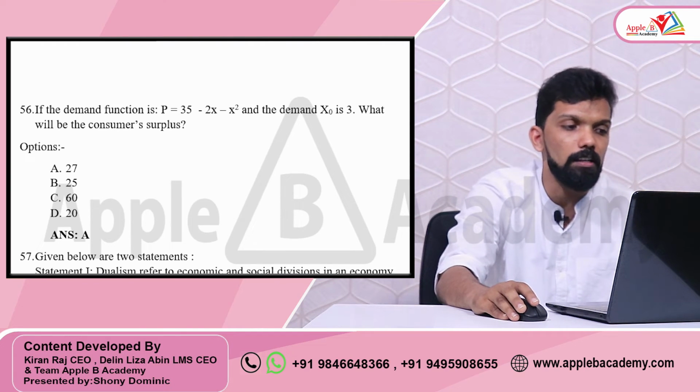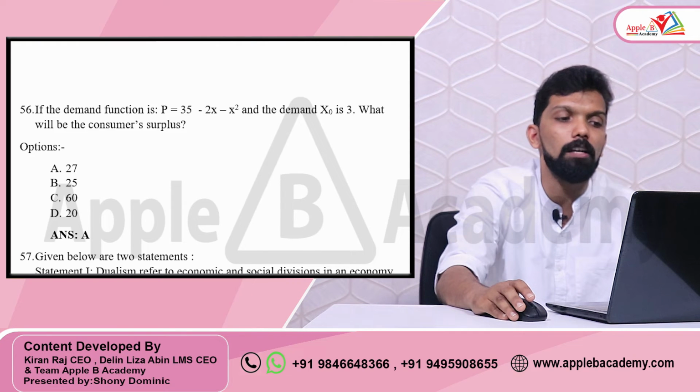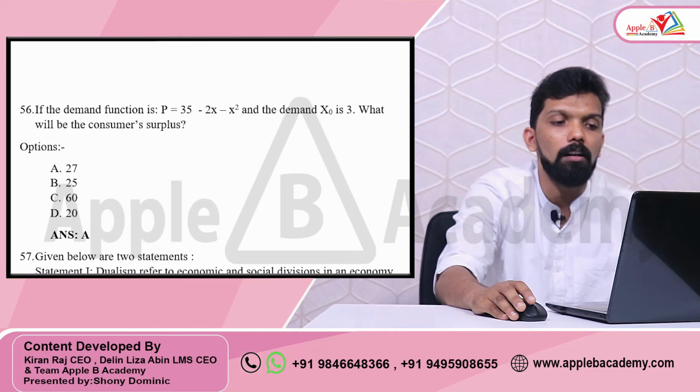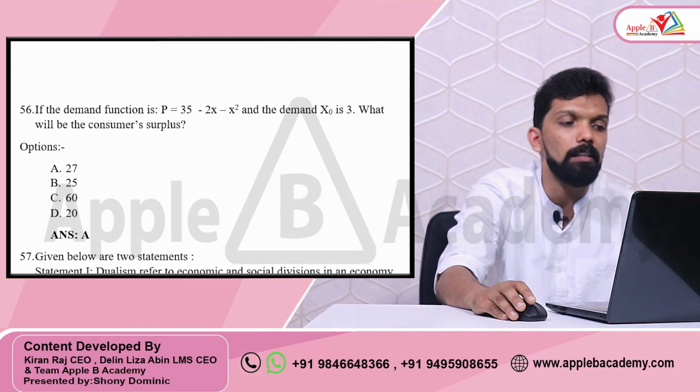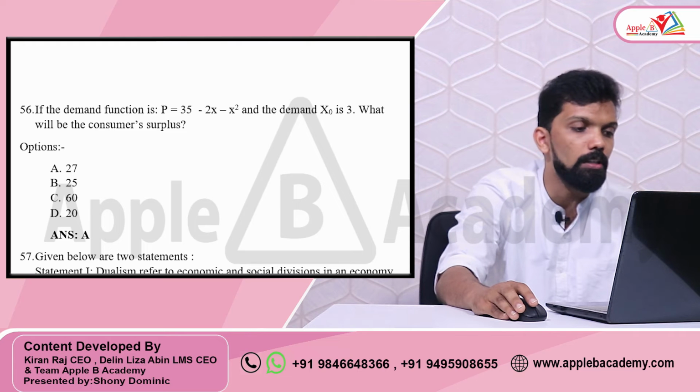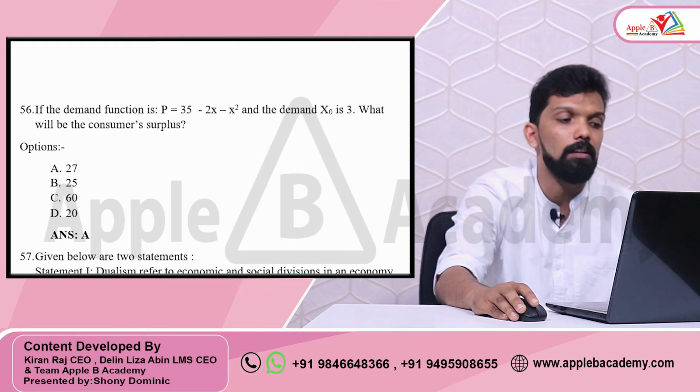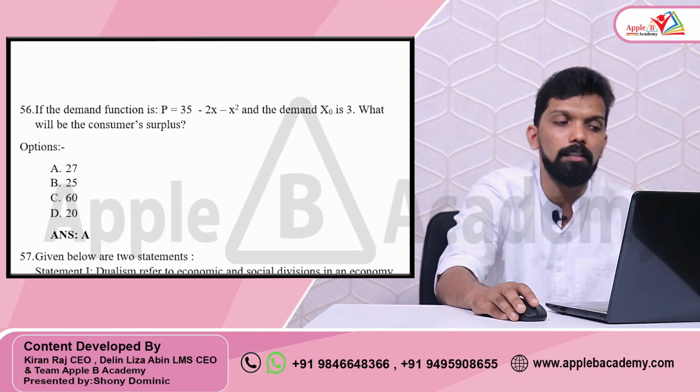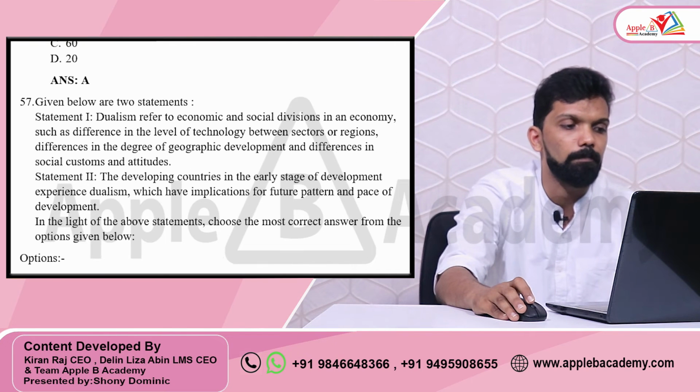So question number 56. If the demand function is P equal to 35 minus 2x minus x square and the demand x0 is 3, what will be the consumer surplus? So the options 27, 25, 60 and 20. So the right answer is 27.